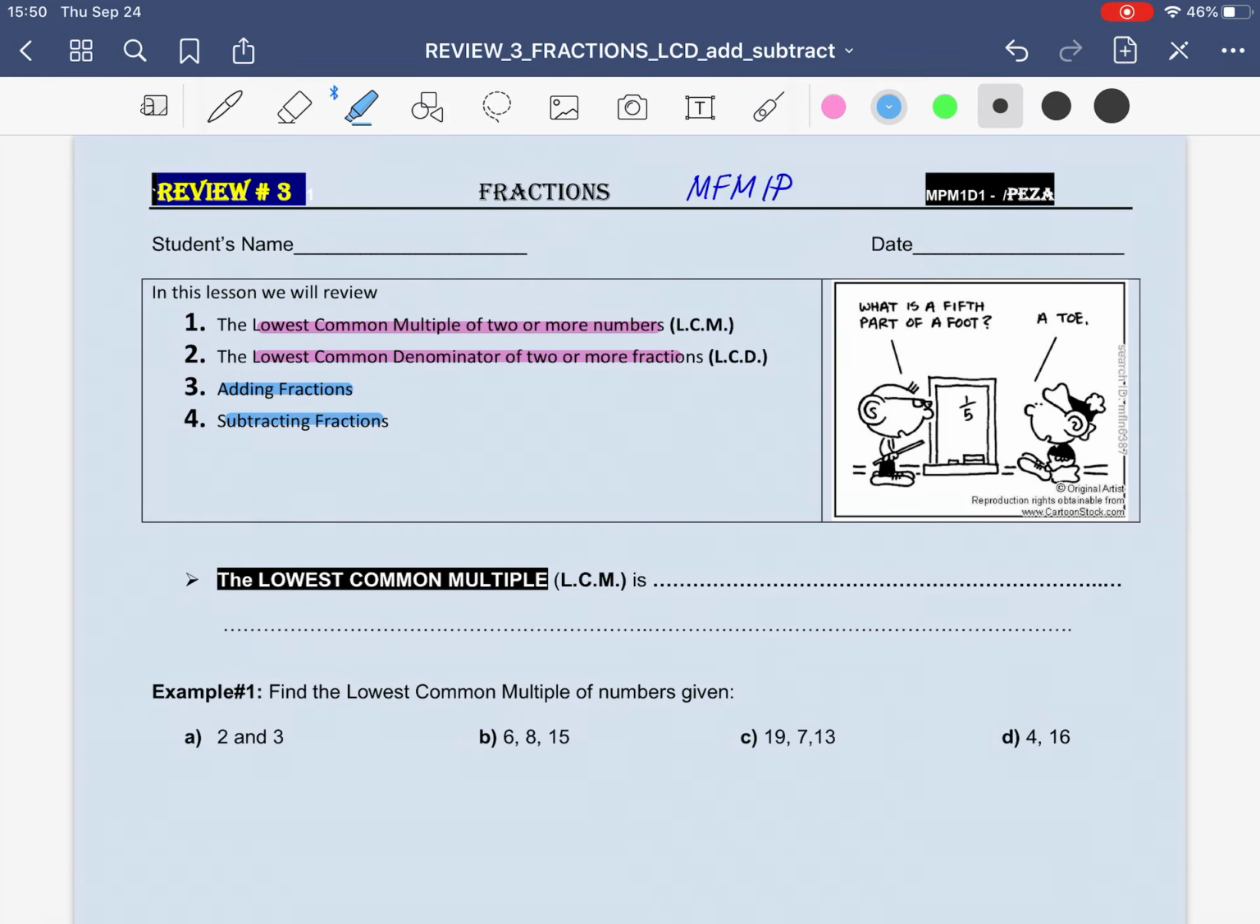So let's get started. The lowest common multiple is the smallest positive integer that is a multiple of two or more numbers. That's the definition of it. So we'll write it down here. So the smallest positive integer that is a multiple of two or more numbers.